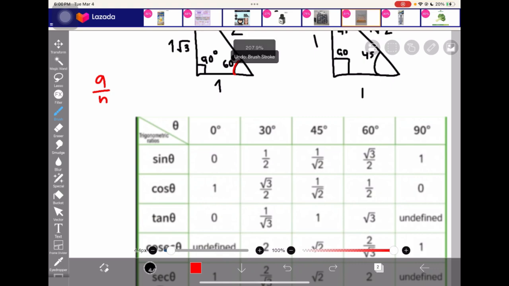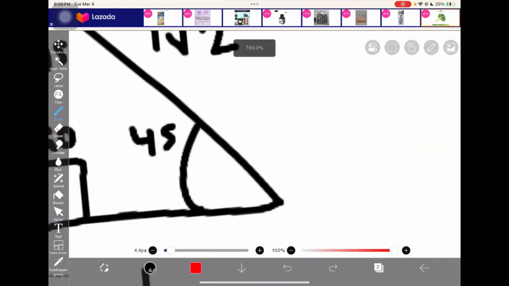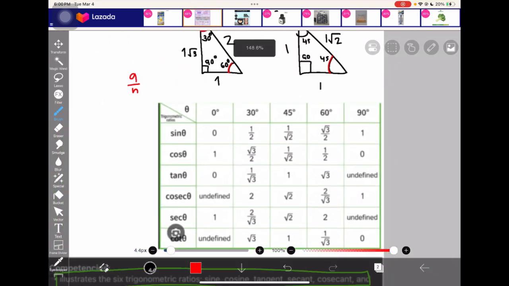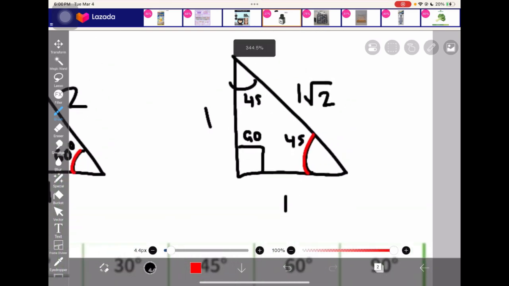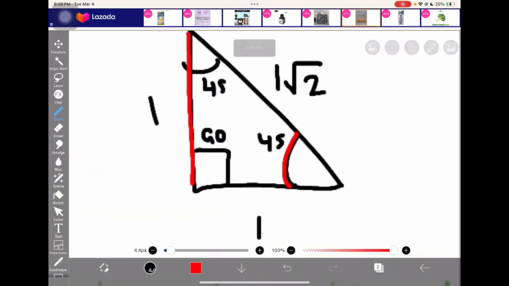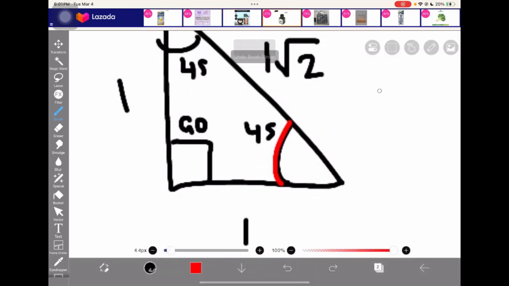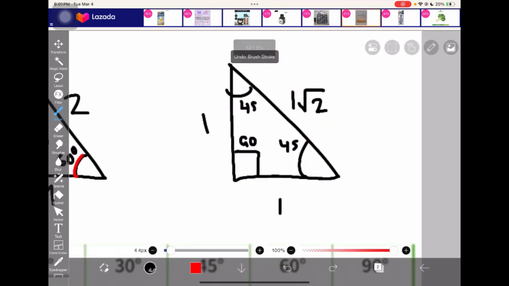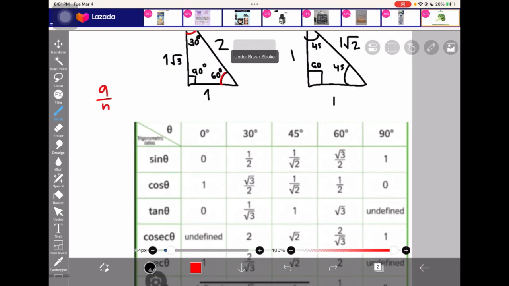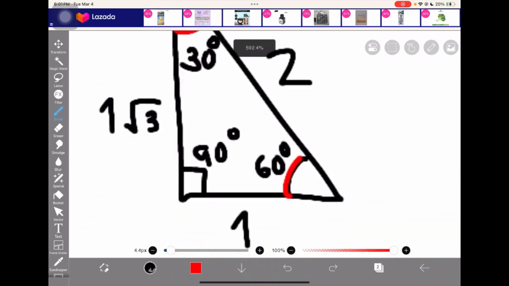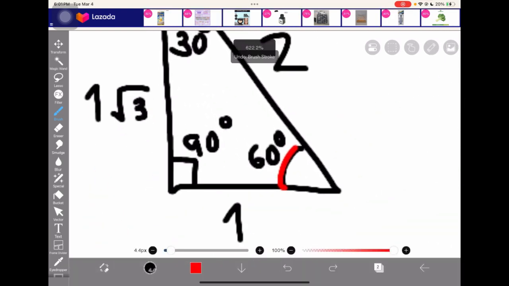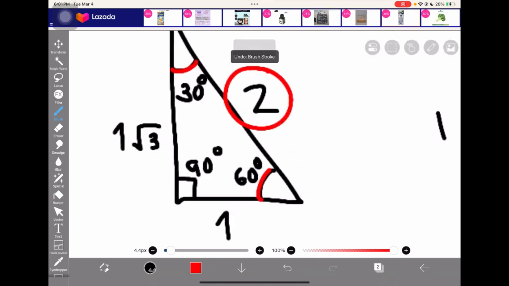Meanwhile, you got for 45 degrees, let's try it here. We have 1 over square root of 2. So that means this one. So adjacent over hypotenuse. So yeah, indeed it is 1 over square root of 2. Meanwhile, for the cosine of a 60-degree angle, 60, so we got the adjacent 1 and the hypotenuse 2.